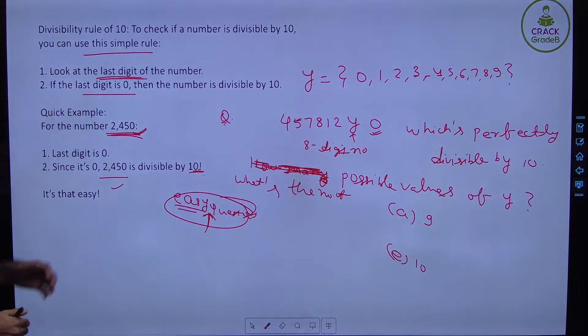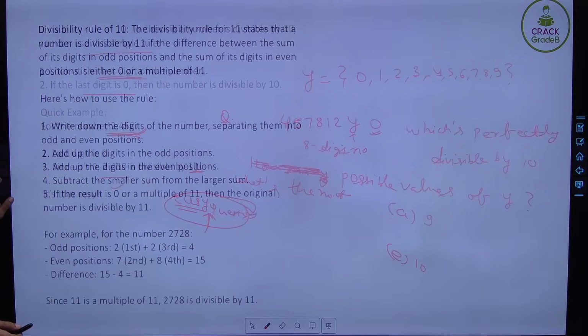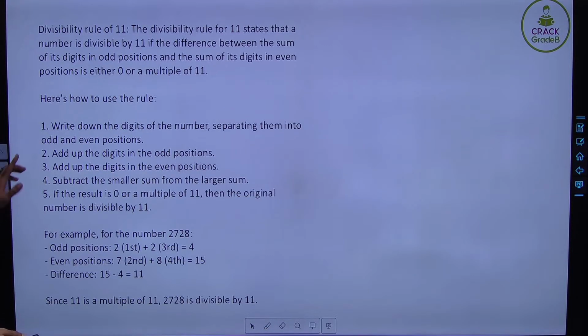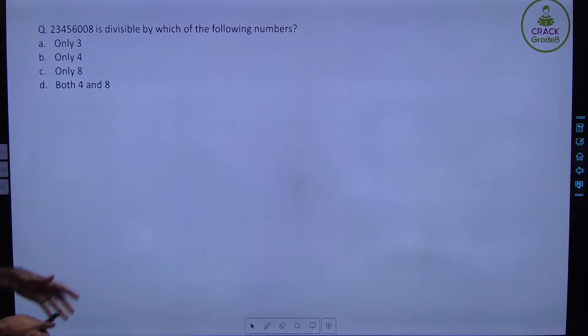Any doubt in the divisibility rule of 10? Okay, we will learn about the divisibility rule of 11 in tomorrow's lecture. Now try to answer this question.